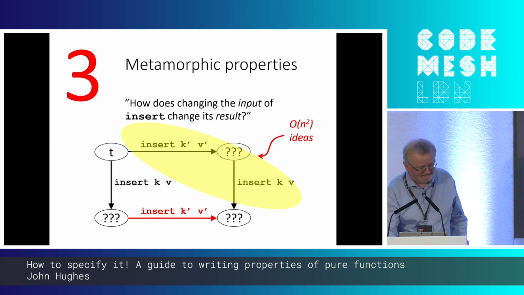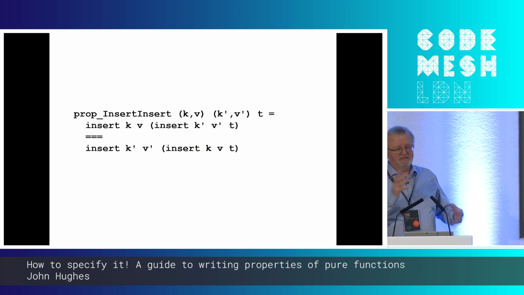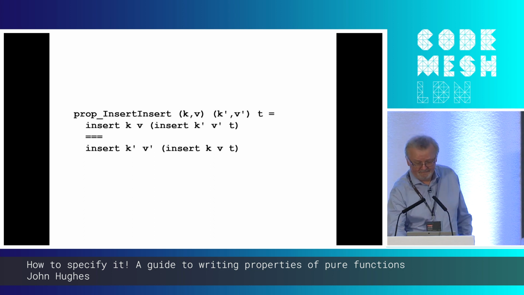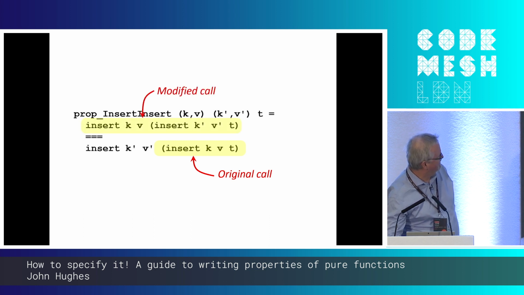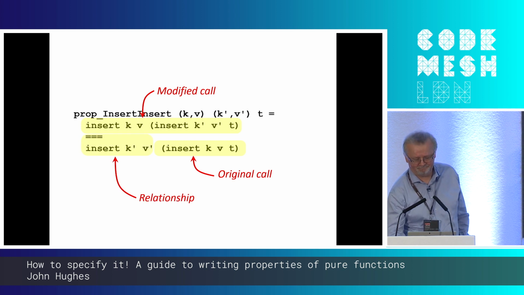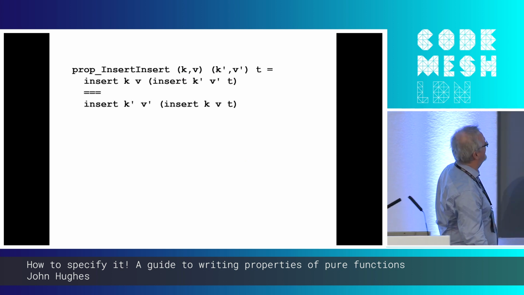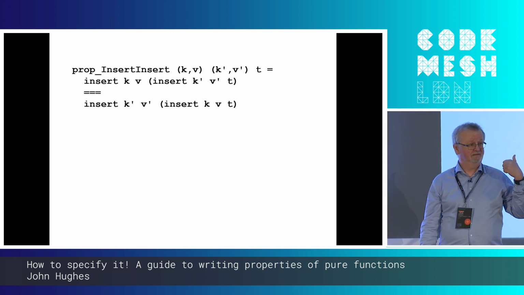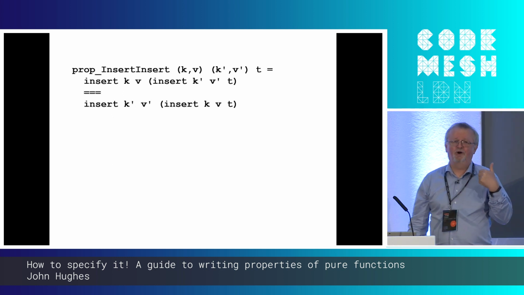Now, if I just write down the property corresponding to that diagram, it looks like this, right? It says you can swap insertions over, basically. Here is the original call that I wanted to test. Here's the call with a modified argument. And this bit of the property is checking the relationship between the two. So metamorphic properties always have this kind of form. Of course, you might wonder, is the property really true? Now, you might start thinking hard about this. I don't do that. I let QuickCheck do my thinking for me.